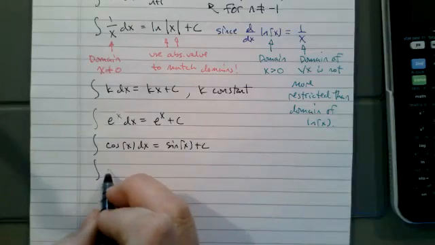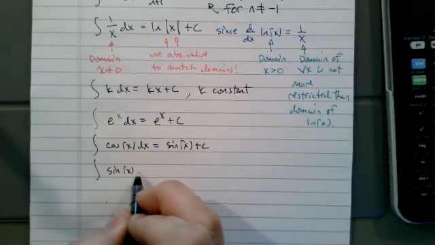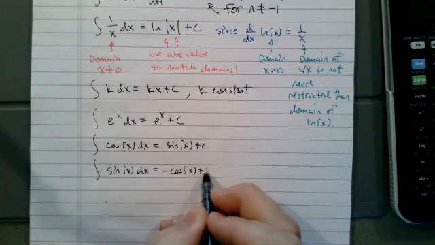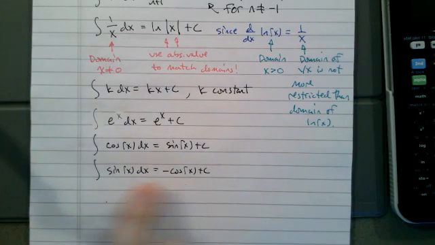The integral of sine of x is where the negative shows up. The derivative of cosine is negative sine, so the derivative of negative cosine is positive sine. So we're going the other direction. We're doing an antiderivative, not a derivative. Any questions?